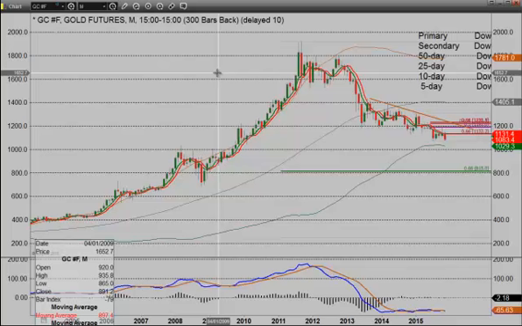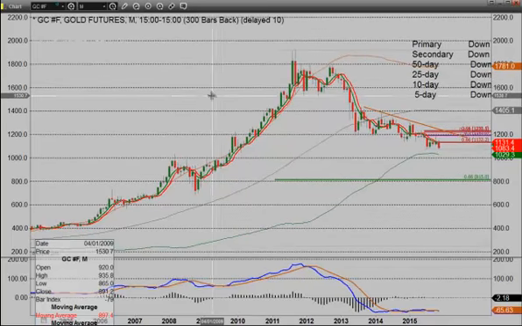So Sunday night, so important for all of these markets to see what the initial reaction is and the extent of that reaction. That'll give us a good look at where we're going to go for the rest of the year here.